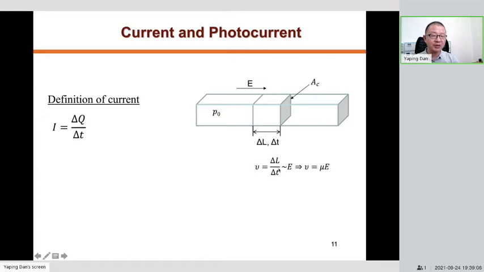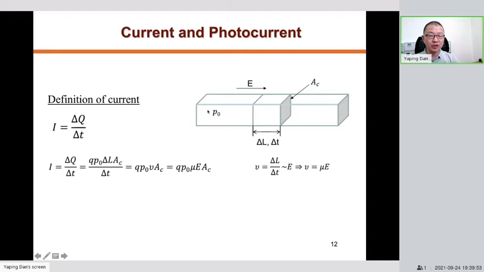This speed is proportional to the applied external electric field. In physics, we normally write a linear correlation between two parameters as an equation, so we have v equal to mu times E. Mu is a constant, and its physical meaning is mobility. Given delta t, all the charge inside this box will pass through this cross-section area. So what we do here is use q as the unit of charge.